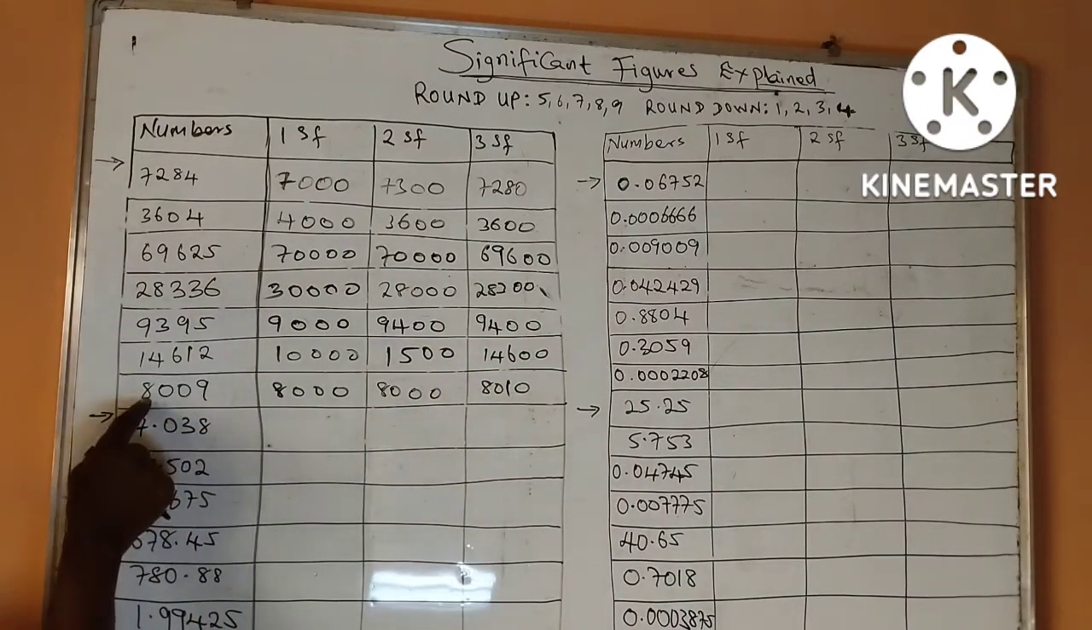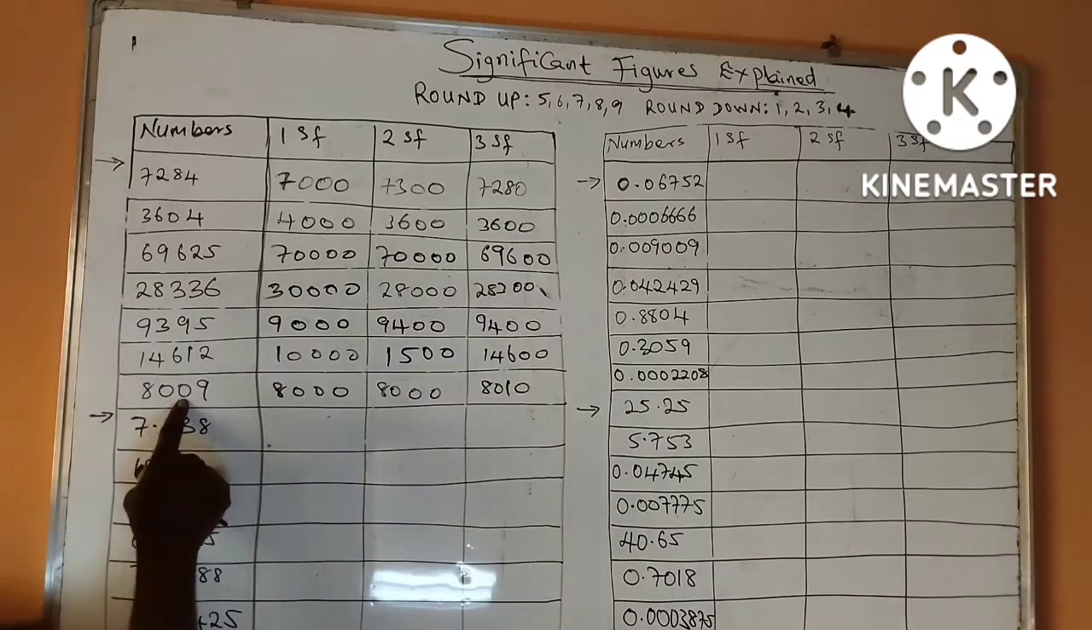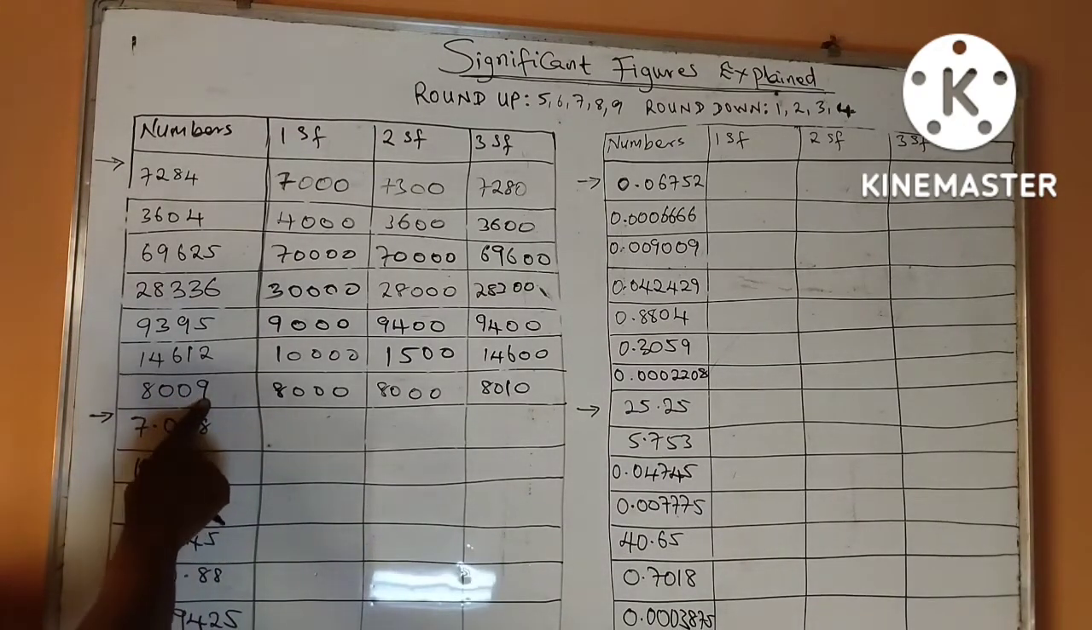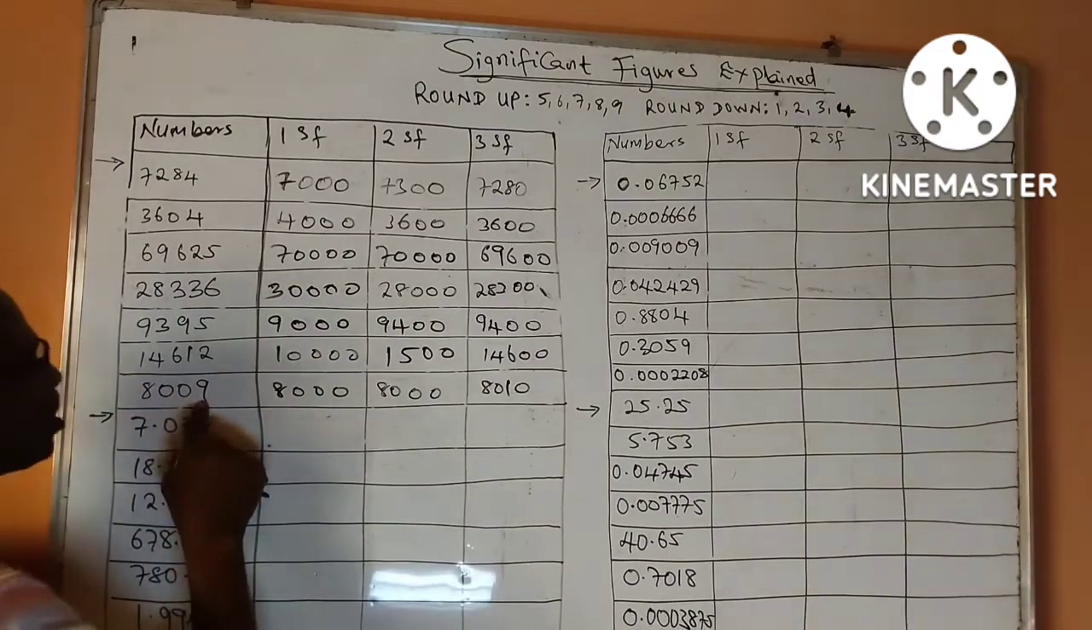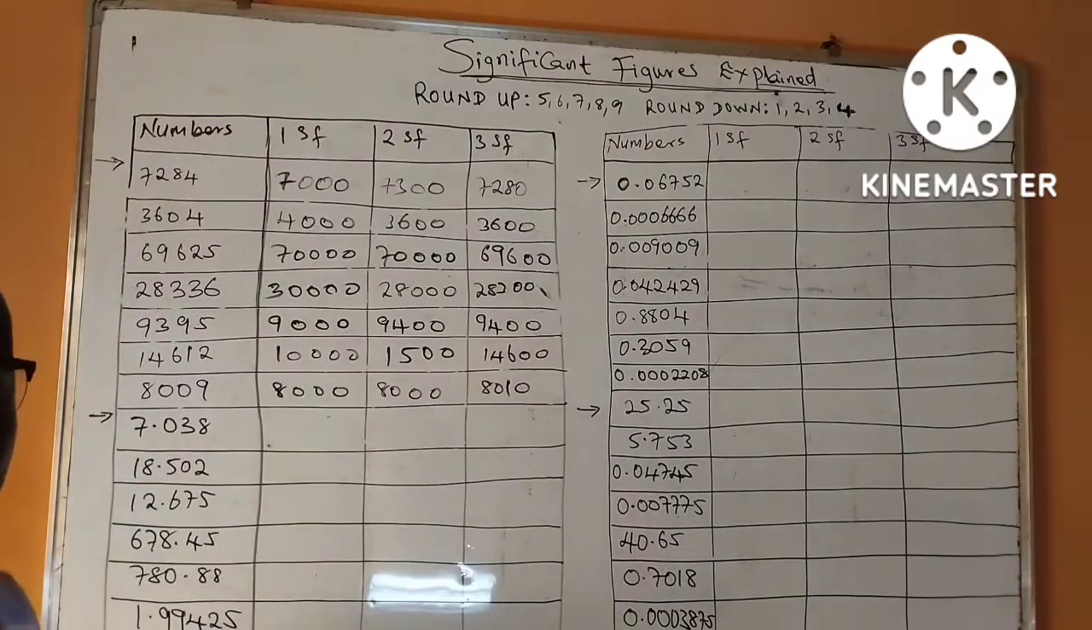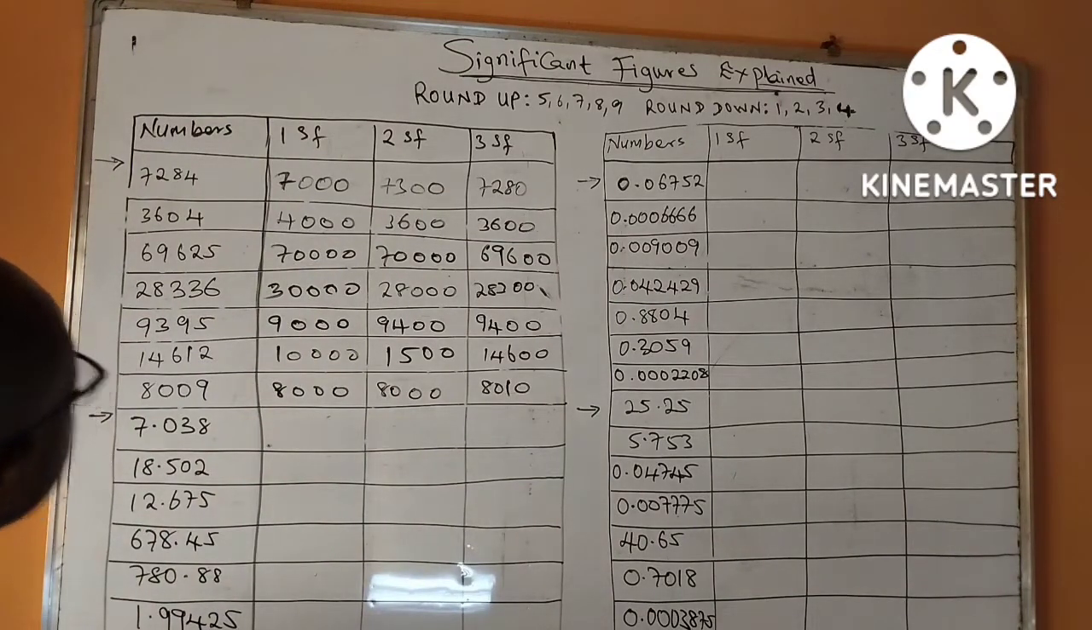What happened there? 1, 2, 3. Three significant figures. Then this 9, I will round it up. That means I call it 1 and add it to 0. It becomes 1. Then, because it is a whole number, I will still put my 0.